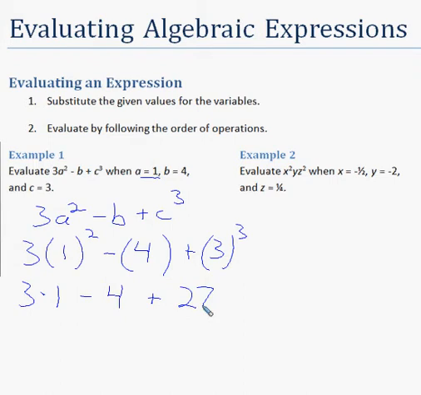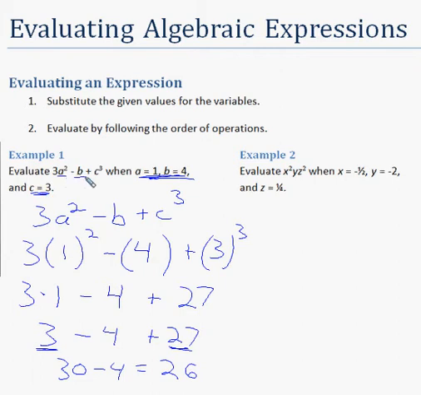Now I have this 3 times 1 here. 3 times 1 is obviously 3. Minus 4 plus 27. What I like to do here is add these positives first. So that's 30 minus 4, and 30 minus 4 is 26. And so the first part is the only new part, because we've worked with the order of operations. So we're just plugging in, or substituting, the given values for the variables. We're putting that into our expression.